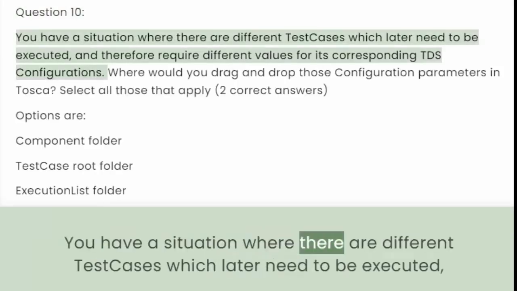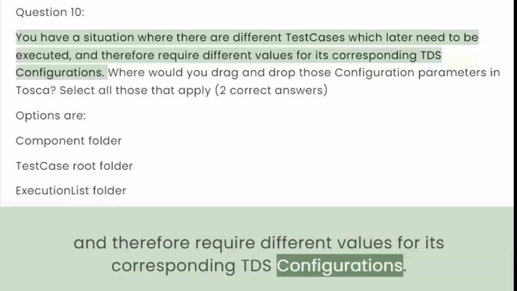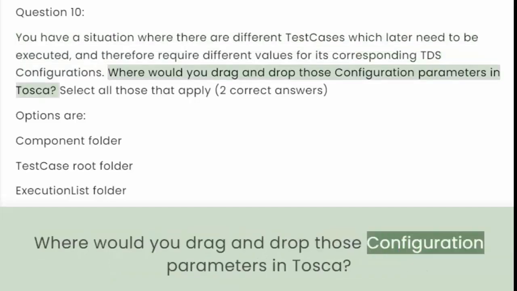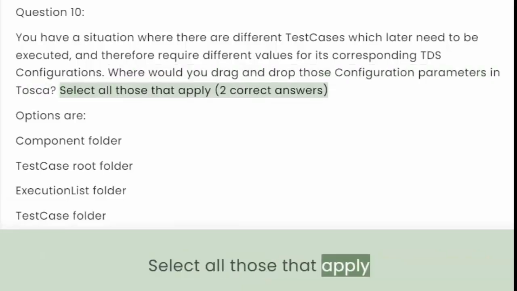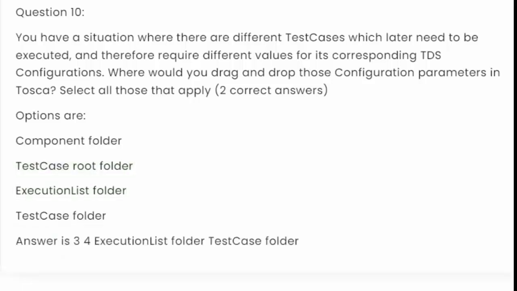Question 10. You have a situation where there are different test cases which later need to be executed, and therefore require different values for its corresponding TDS configurations. Where would you drag and drop those configuration parameters in Tosca? Select all those that apply. Options are Component folder, Test case root folder, Execution list folder, Test case folder. Answer is 3-4. Execution list folder, Test case folder.